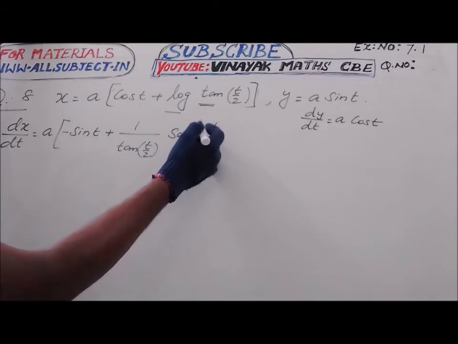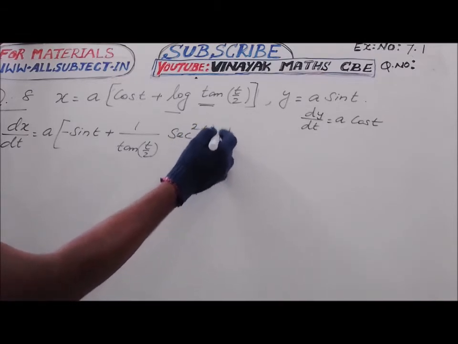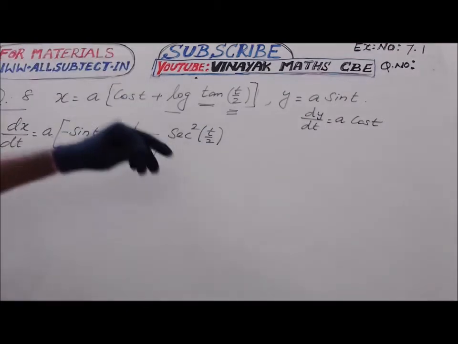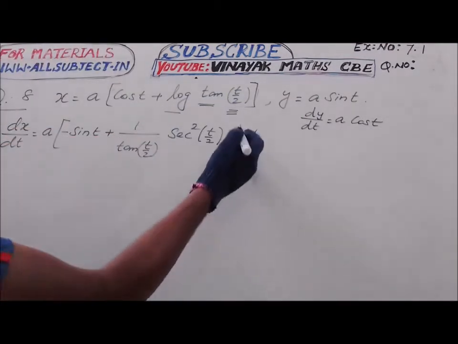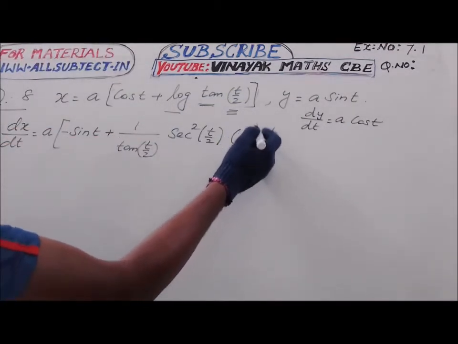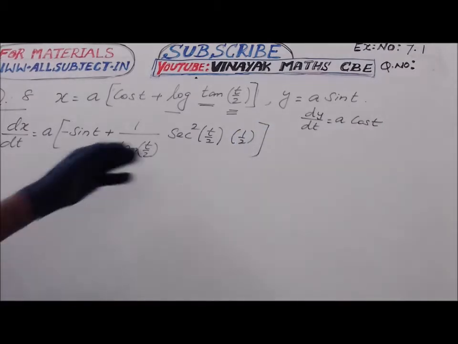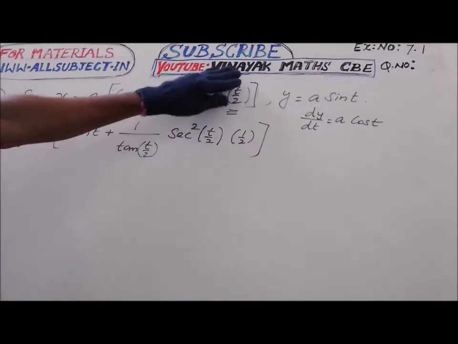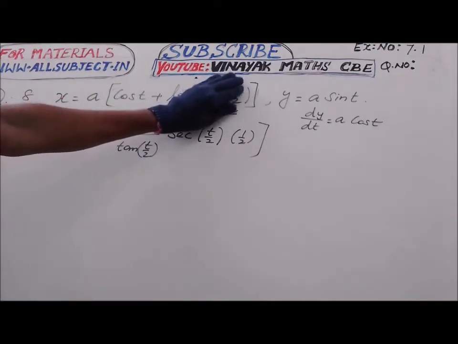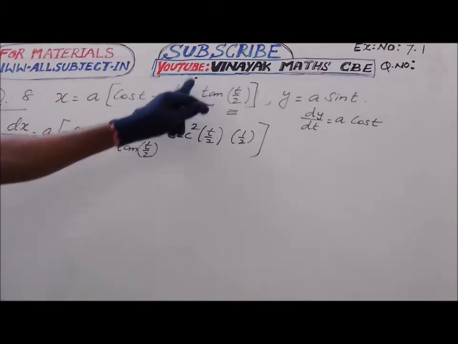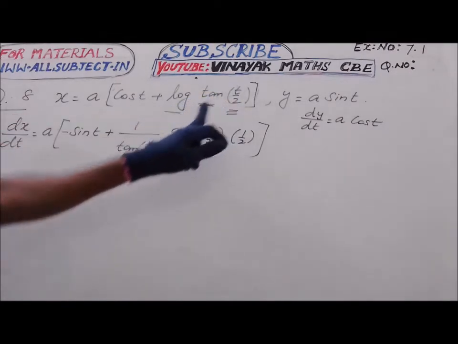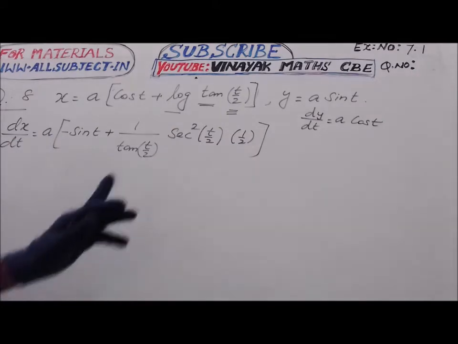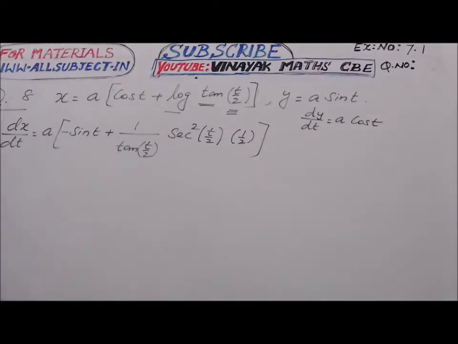So tan of t by 2 means secant square t by 2. And then moving to t by 2, simply t by 2. Differentiating t by 2 we have 1 by 2. So by use of the chain rule we have completed the derivative of the second part. For log it is 1 by x, so 1 by tan t by 2. And then differentiating tan x, that is secant square x, secant square t by 2. And t by 2 is differentiated, it is 1 by 2 with respect to t. Now we can simplify it.